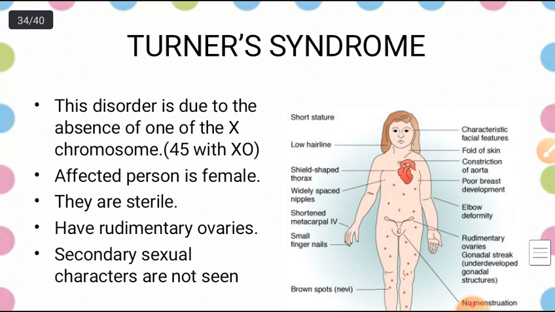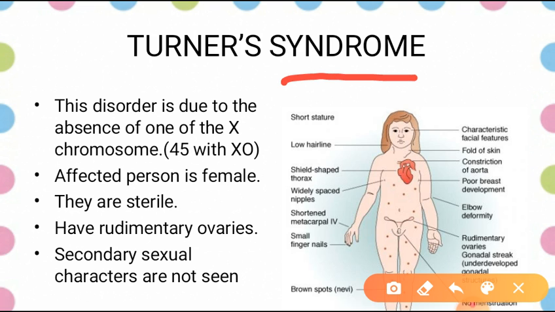Third type is called Turner's syndrome. This is due to the absence of one X chromosome. So here the total number of chromosomes is 45, 44 autosomes plus only one X chromosome. The affected person is female and she will be sterile. They have rudimentary, that means small, ovaries, and all the sexual characters are absent.